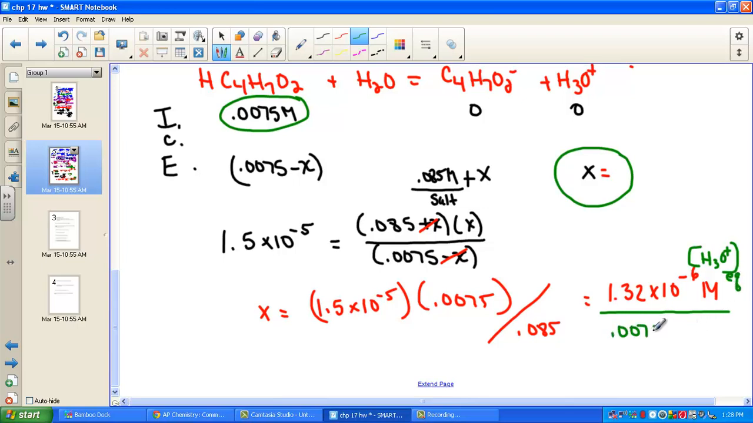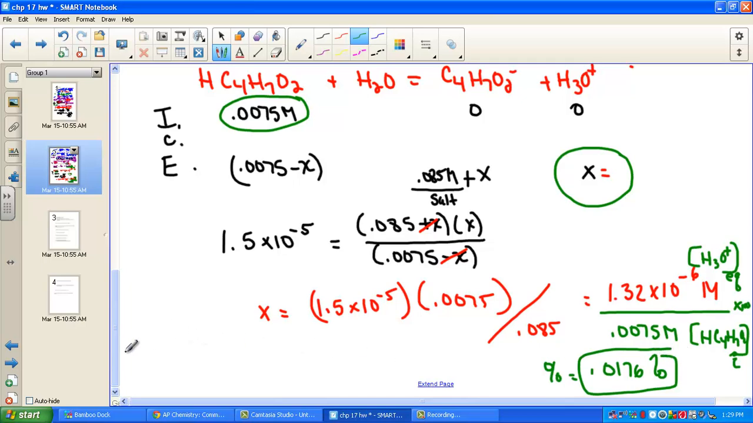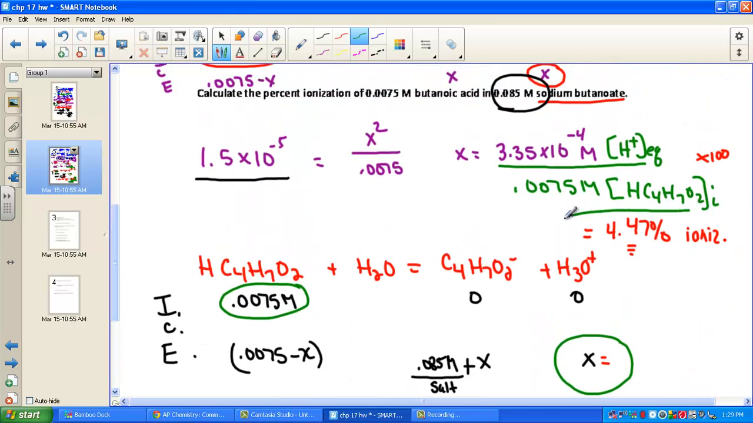Let's set that over the original concentration of the acid, C4H7O2 initial, and express that as a percent. So I'll divide by 0.0075 times 100 for a percentage, and I found my percent ionization to come out to be 0.0176%. Definitely a smaller number, as we had predicted.